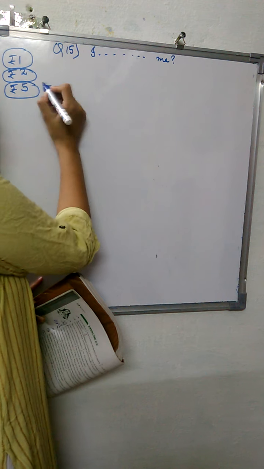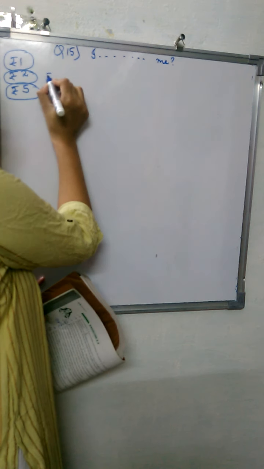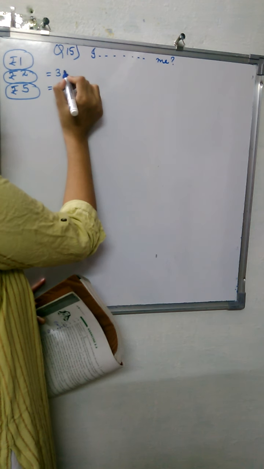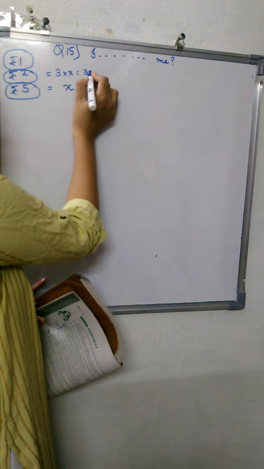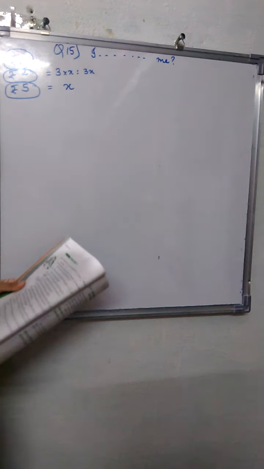So let us take the number of rupees 5 coins as x. Then the number of rupees 2 coins will be 3 times x, that is 3 into x, which gives you 3x. The number of rupees 1 coins we don't know.